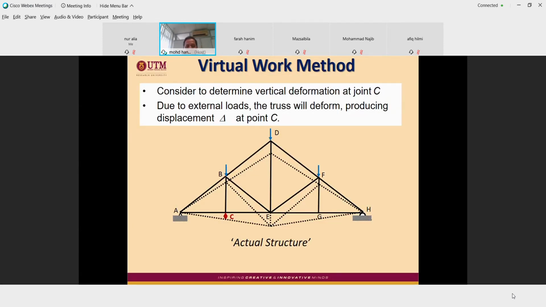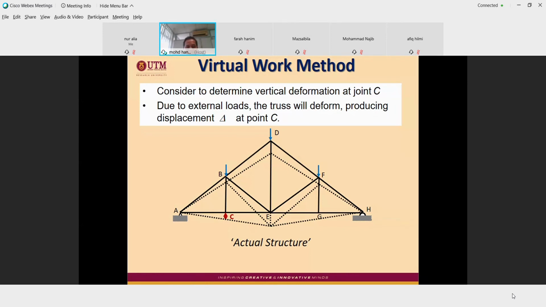So now, go back to the theory. Consider determining the vertical deformation at joint C. For example, this is a simple truss. You have one node here, one node here, one node here. And now you are required to determine the vertical deformation at joint C. It can be E, G, or anywhere, but in this case, joint C. Due to external load, the truss will deform, producing displacement delta at point C.